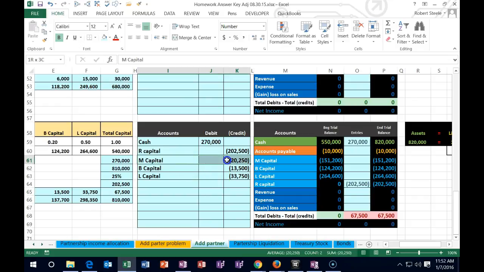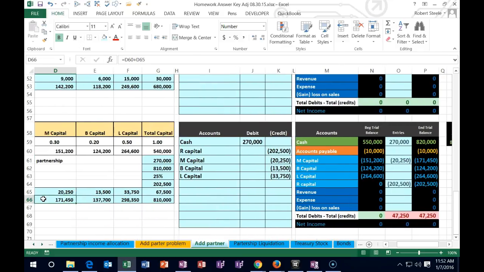Then we're going to post M. Here's M here. Here's where we're going to post it in 061 equals. We're going to point to that 20,250 and enter. So it goes up from 151.2 to 171.450. That should be reflected down here, 171.450. Then we're going to post B's capital account here. So here's B's capital account there. We're going to post it into our blue section. Equals, we're going to point to B's capital, which should increase the capital to the 137.7, which equals the 137.7 in our worksheet.